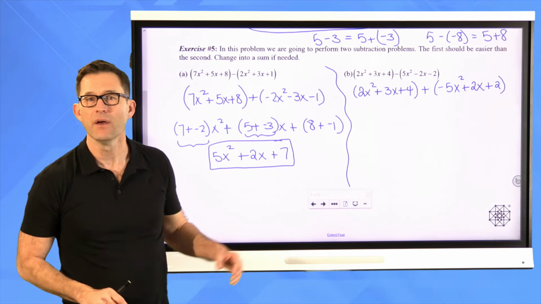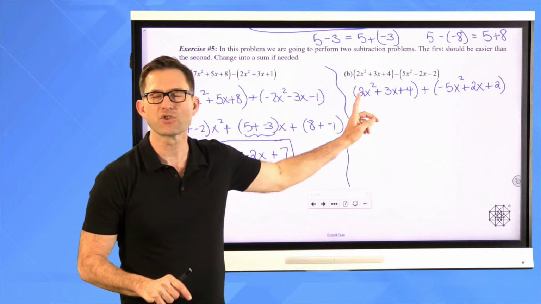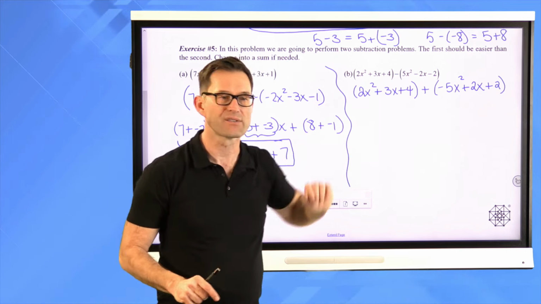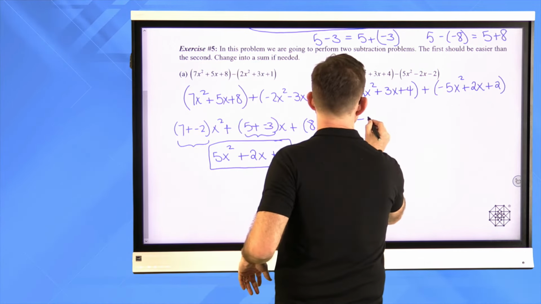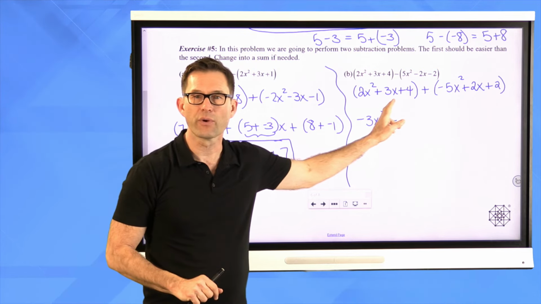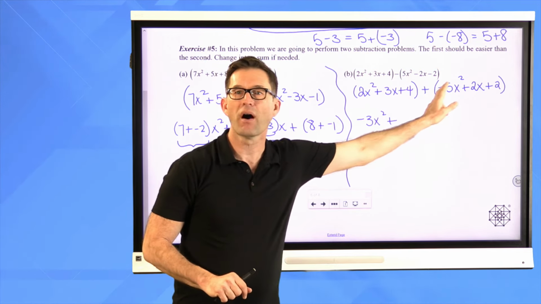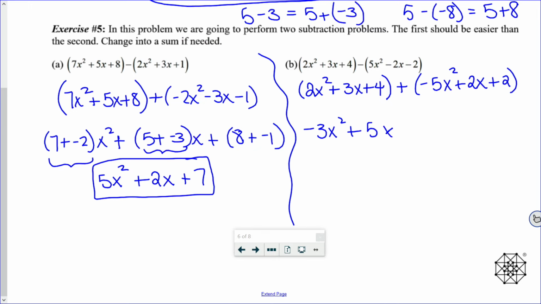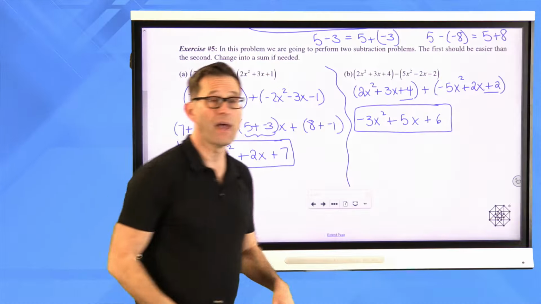In fact, without writing out all of this, let's try it just now, right? We have 2x squared plus negative 5x squared, and that's going to be negative 3x squared. Plus, now I've got positive 3x plus positive 2x, which is going to be plus positive 5x. And now I have positive 4 plus positive 2, which is positive 6. Do you have to do that?